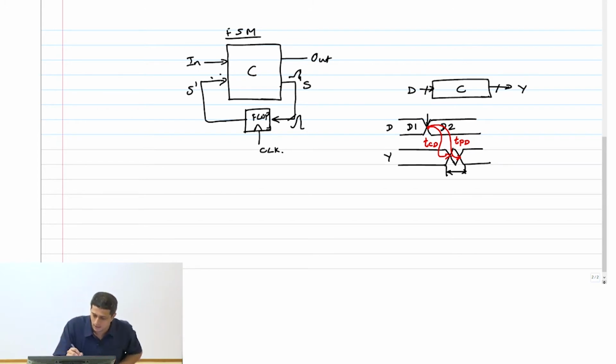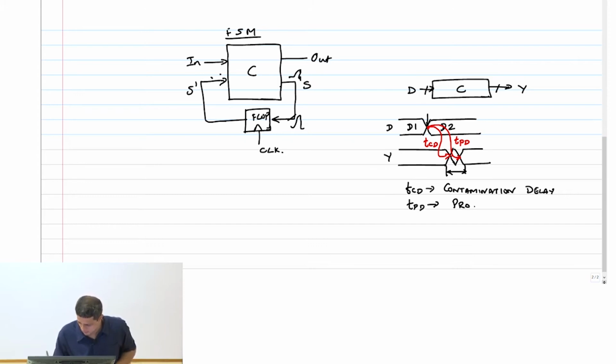Okay? So TCD is contamination delay. TPD is propagation delay. Okay? This is a combinational block.